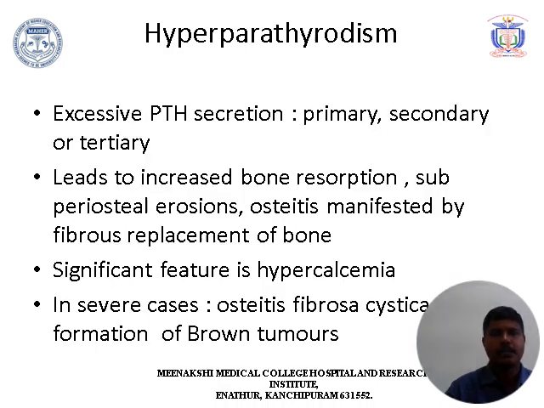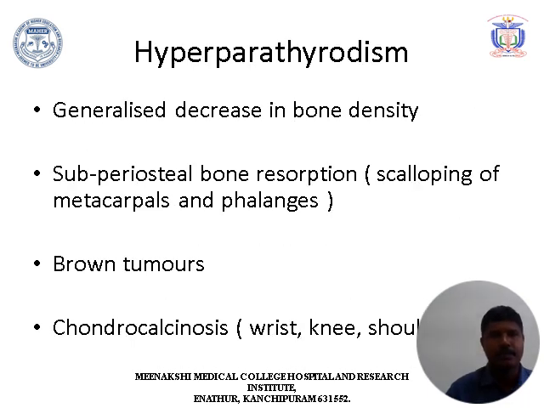Okay. So coming to hyperparathyroidism, it may be of three types: primary, secondary, or tertiary. When there is increased secretion of parathyroid hormone, that leads to increased bone resorption, and subperiosteal erosions will be present, and osteitis will be present in the bone. So it leads to significant hypercalcemia. Okay. In very severe cases, it leads to brown tumor formation also. In hyperparathyroidism, there will be a generalized decrease in bone density, and you can see brown tumors and chondrocalcinosis in the bones.